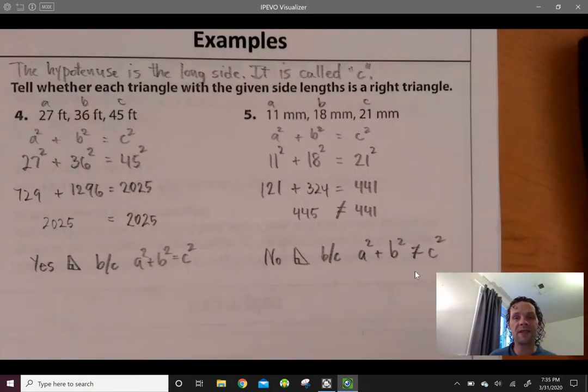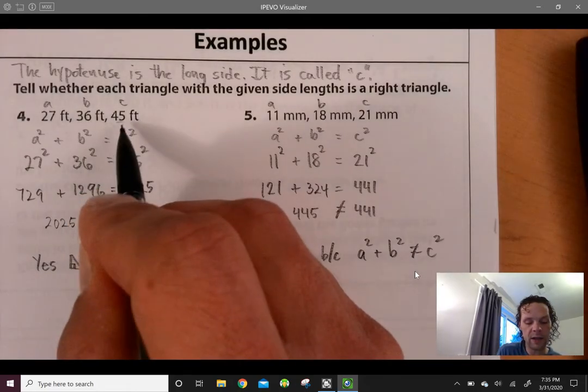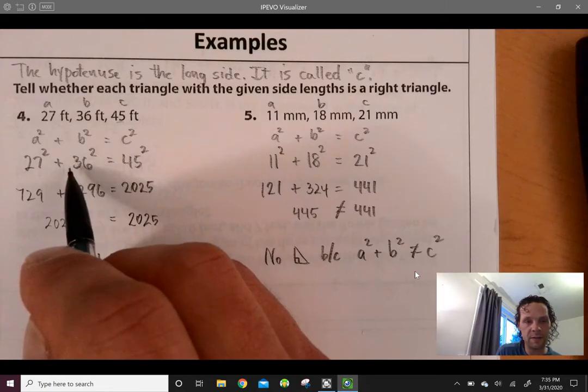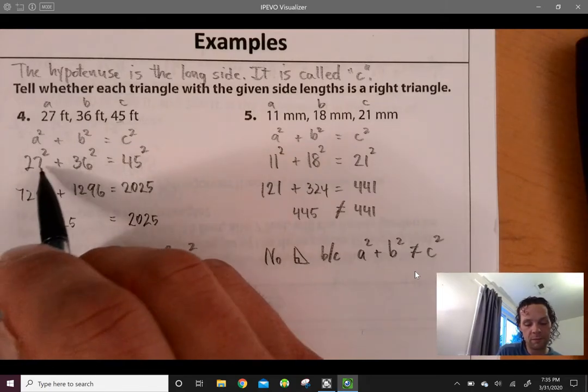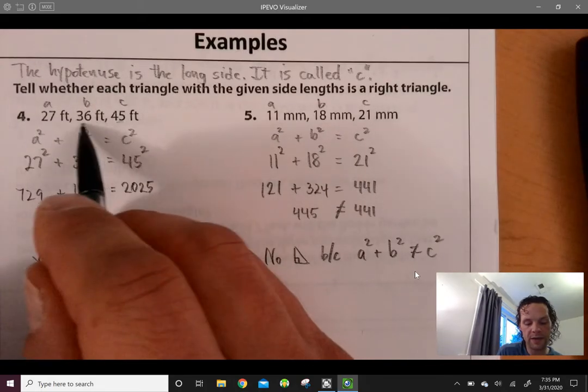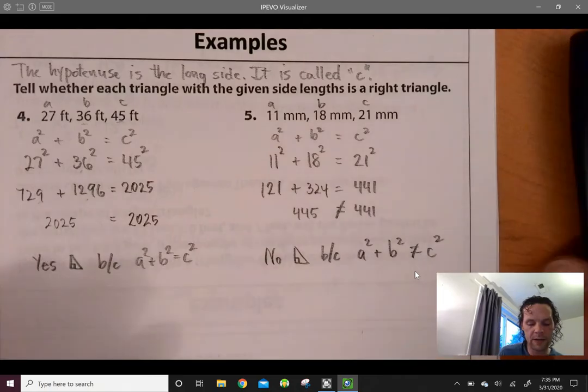It's called C, in math land. So my sides are 27, 36, and 45. My long side is C right here. I'm going to put those other two values in either place. It doesn't matter. 27, call it A. Squared that is 729. 36 right here. Squared that is 1,296.